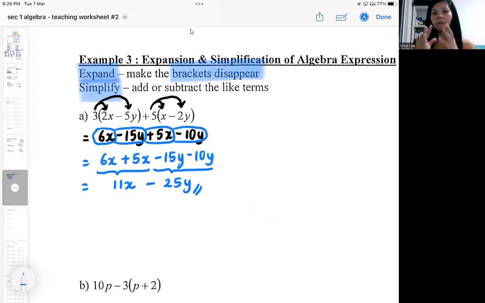Okay, so whenever you have this kind of simplification, you do the expansion first. The bracket must disappear, then you can reshuffle them. So when the bracket doesn't disappear, it's a bit like the people are still trapped in the door. So you couldn't reshuffle them. So think of bracket as a door. So you open the door, then you can reshuffle them.